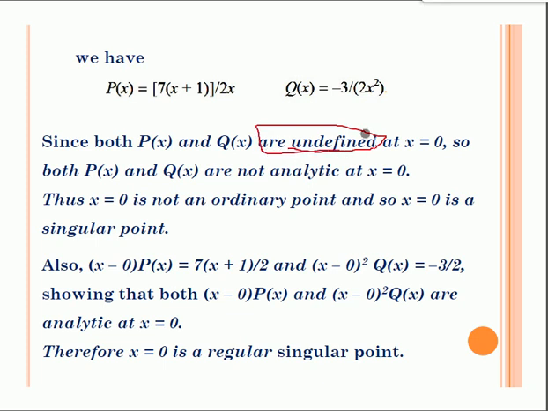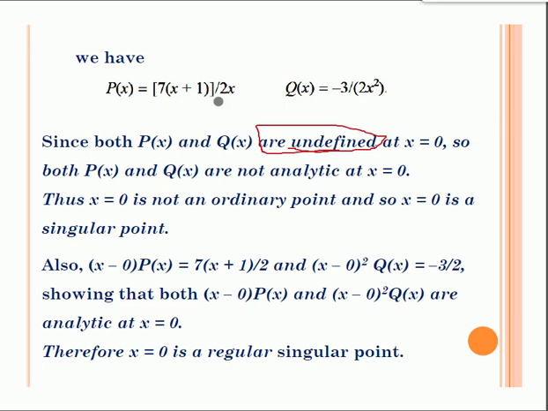They are not defined. Even q of x, also minus 3 by 2x square. If I substitute 0 here, minus 3 by 0, it will become infinity. So they are not analytic. So that means if it is a rational function, I need to search for a point at which the denominator will not be 0. If the denominator becomes 0, then they are not analytic functions.